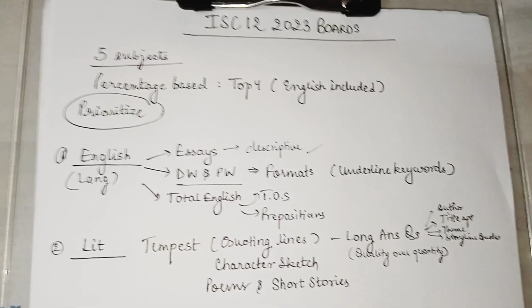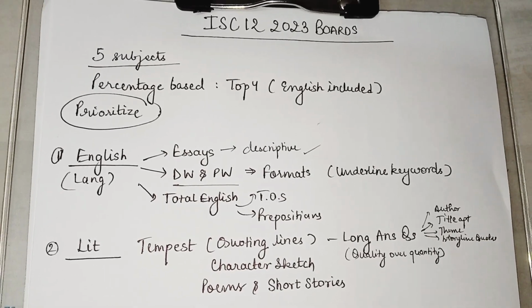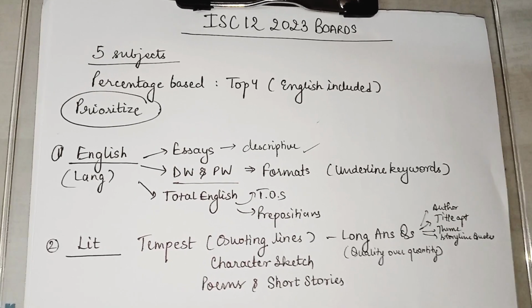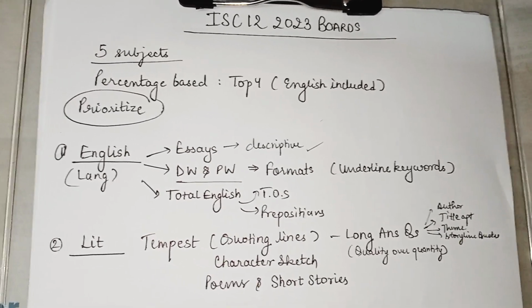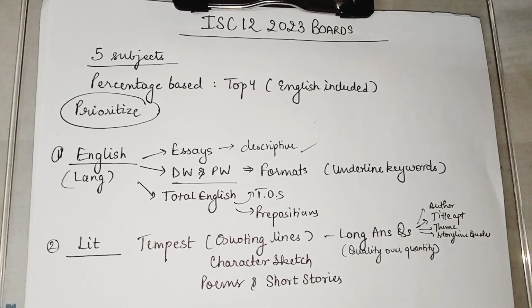In this video, I'll be giving you a strategy for the ISC 12th board examination. In total, you have 5 to 6 subjects, and when you calculate your percentage, it is based on the top 4, in which English is included. So you'll have to prioritize your subjects.